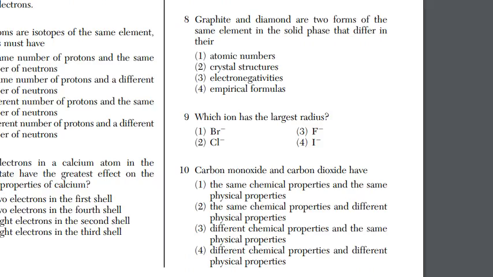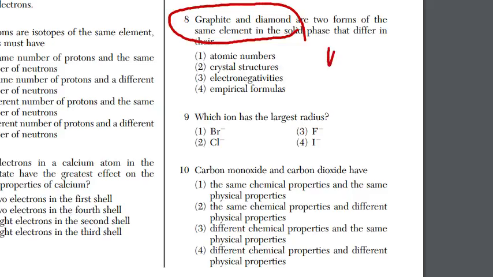In question 8, it's talking about graphite and diamond. Hopefully you recognize those 2 words. Those 2 words are different forms of carbon atoms bonding to other carbon atoms.